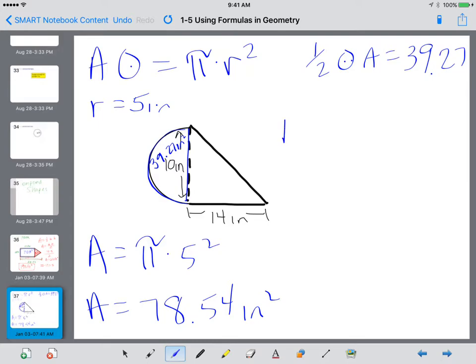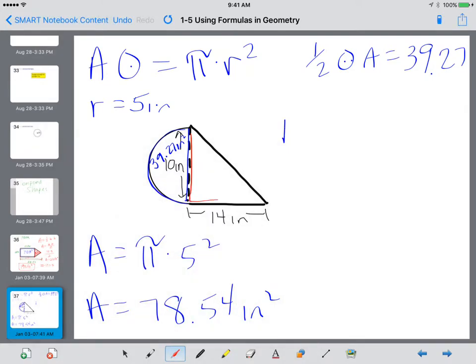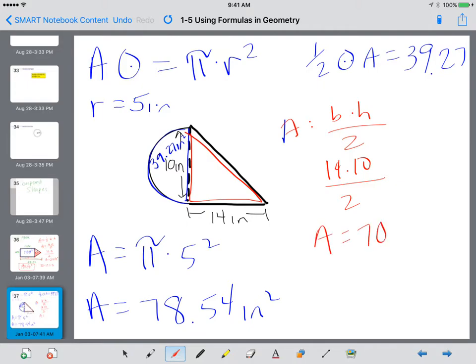The triangle, I'll use a different color. There's our base, there's our height. The area of this triangle is going to be base times height divided by 2. So we have 14 times 10 divided by 2. And 14 times 10 gives us 140. Cut it in half. Gives us 70 inches squared.